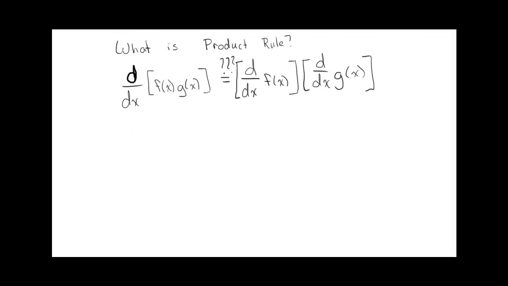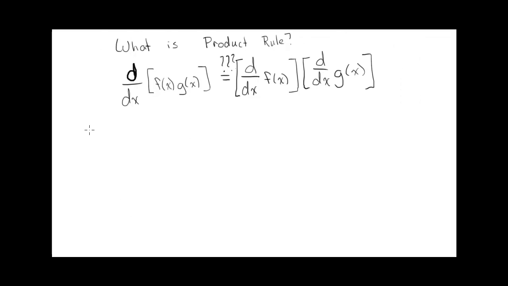The simple answer is no. That rule doesn't quite work for products. The rule is not quite so easy. And usually we'll just illustrate it with a very simple example. So consider this. Let's say f at x is x and g at x is x squared.